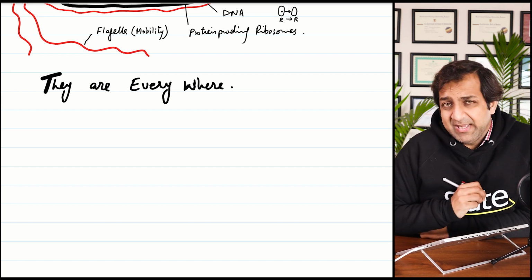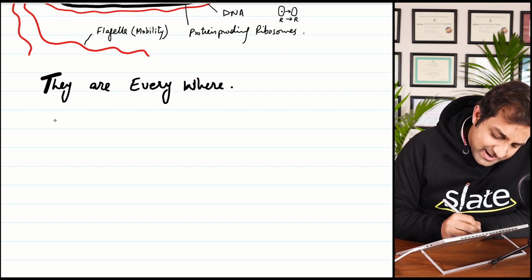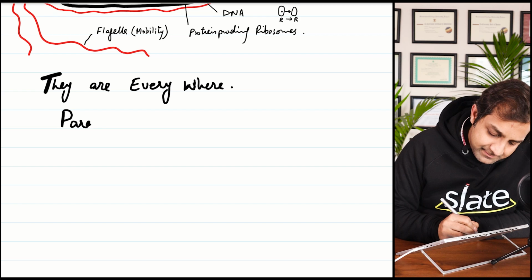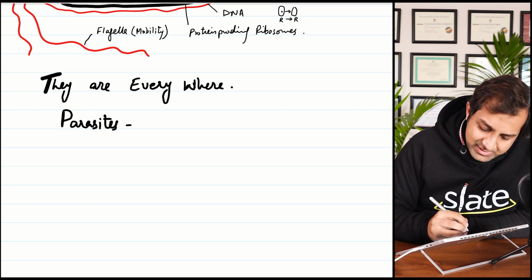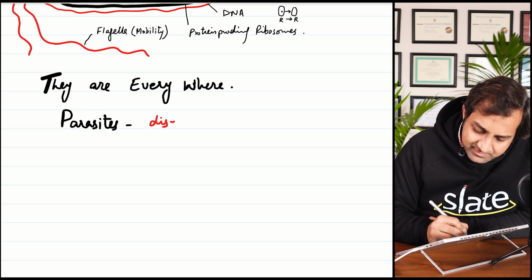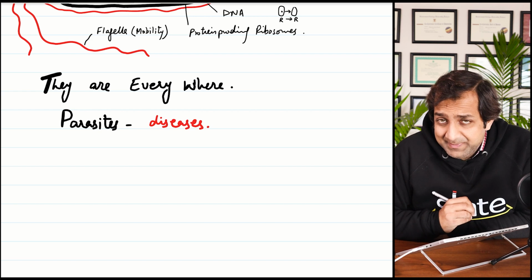कहाँ नहीं होते बैक्टीरिया? बैक्टीरिया की इकोलॉजिकल निश की बात करते हैं. There are some bacteria which are called parasites. They are the ones which can transmit some diseases to the organisms.